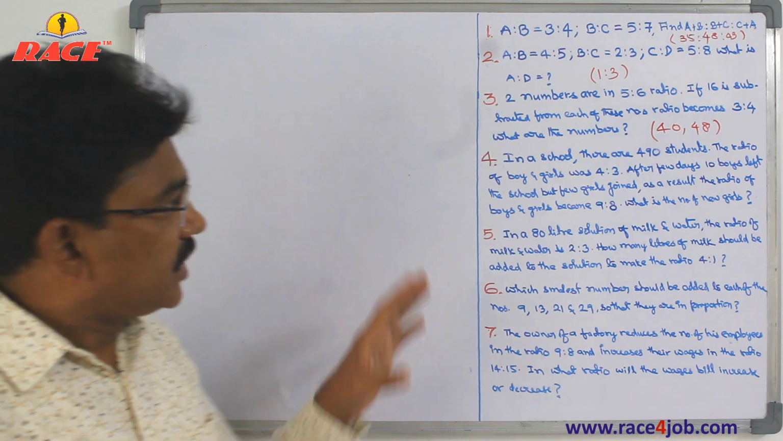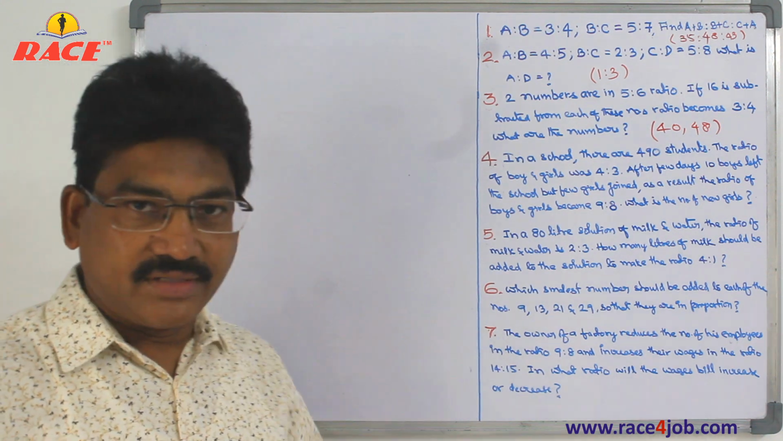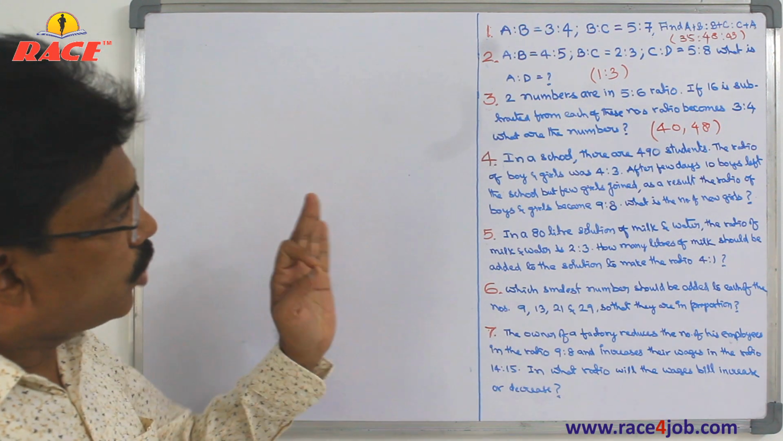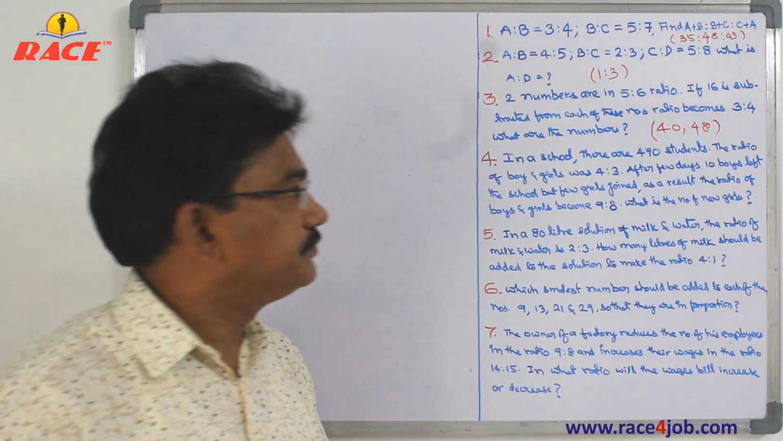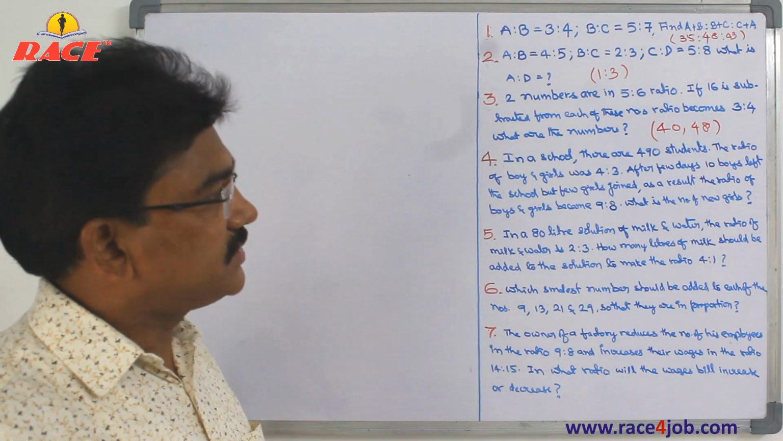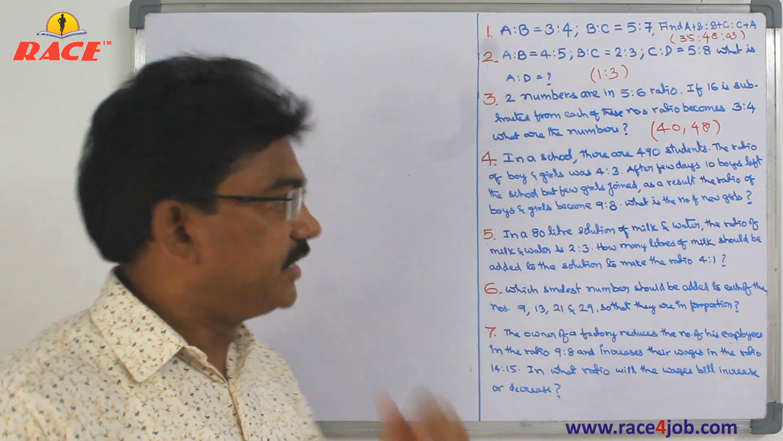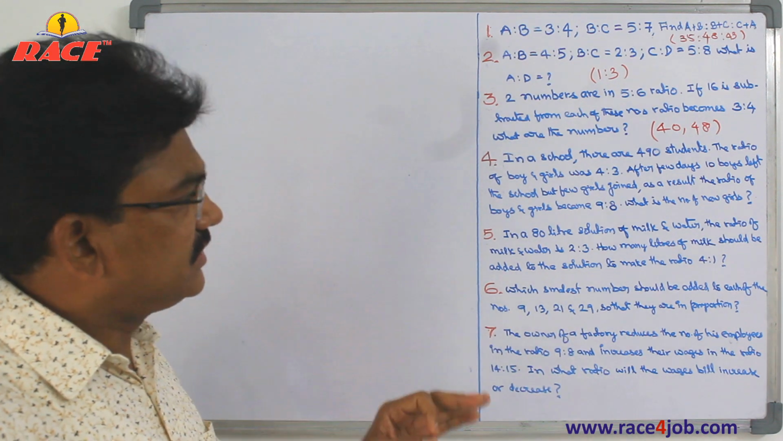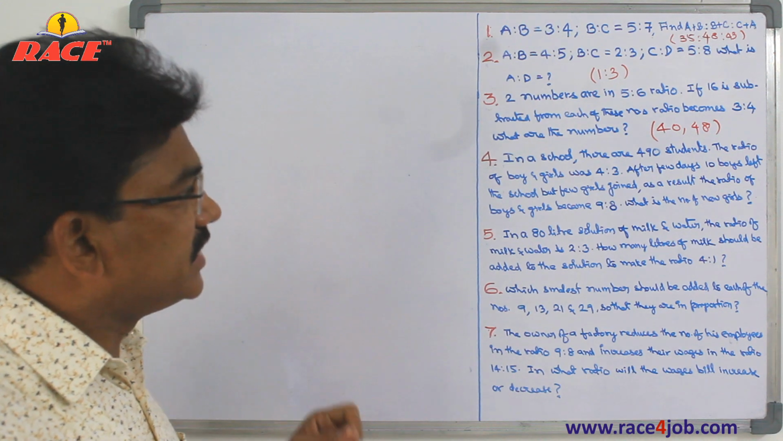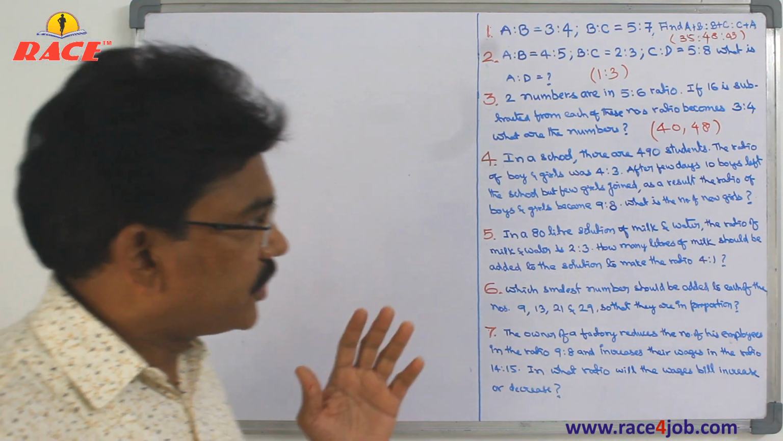Next question. In a school there are 490 students. The ratio of boys and girls was 4:3. After a few days, 10 boys left the school, but a few girls joined. As a result, the ratio of boys and girls became 9:8. What is the number of new girls?